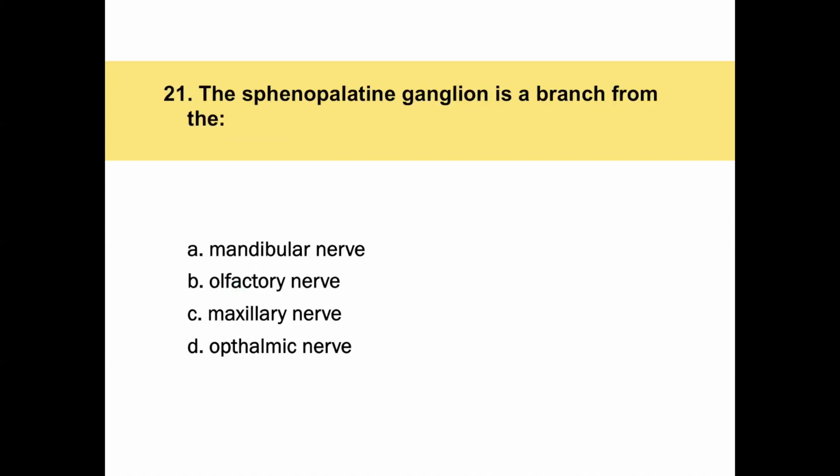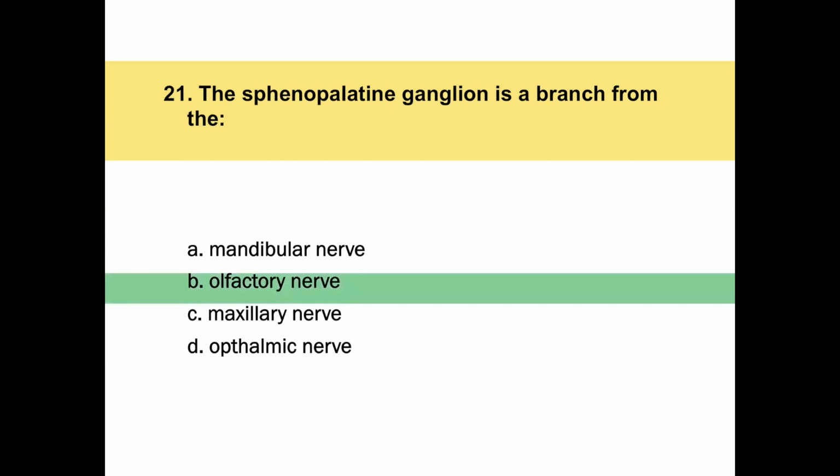The sphenopalatine ganglion is a branch from the A. Mandibular nerve, B. Olfactory nerve, C. Maxillary nerve, D. Ophthalmic nerve. Answer B. Olfactory nerve.